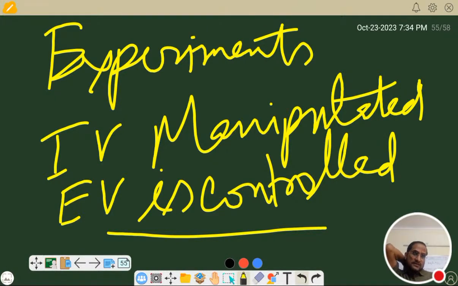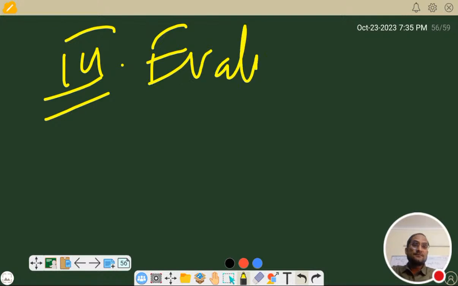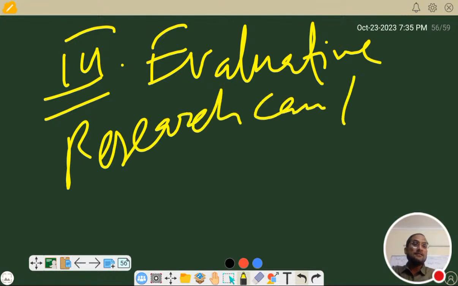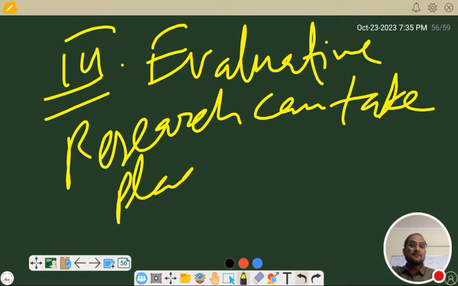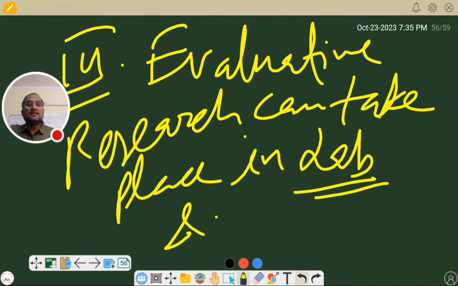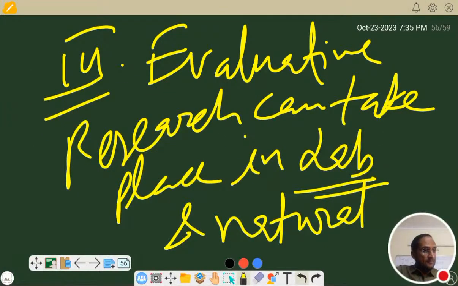Now, where do these experiments take place? These experiments, that is the evaluative research, mind it, can take place in a lab, that is a controlled environment, and in natural settings both. Lab environment and natural settings both.